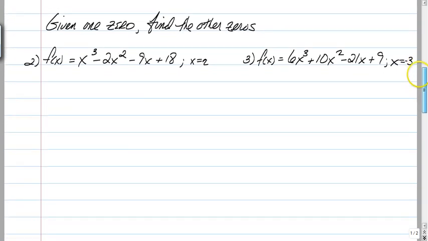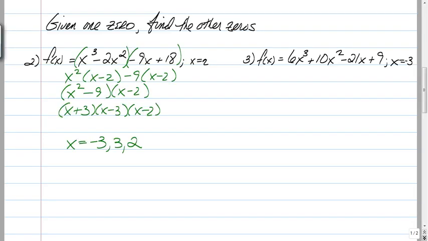So, the other thing is, given one zero, find the other zeros. This basically means factor completely and then solve. So, I would like you to do number 2 and see if you can handle it. I gave you the first 0, it's 2, and then go ahead and try to factor completely and solve. Try it on your own. So, did you get negative 3, 3, and 2? If you did, you're correct.